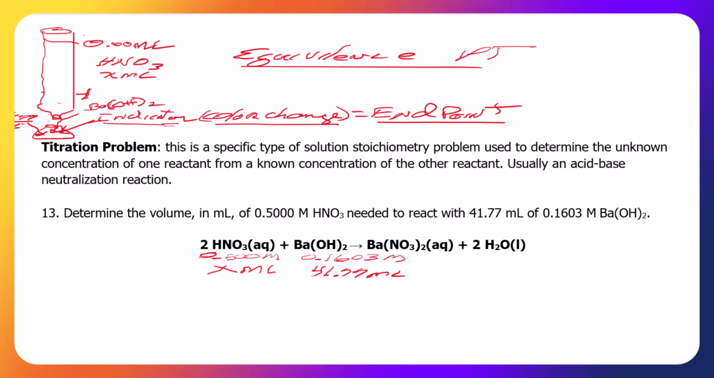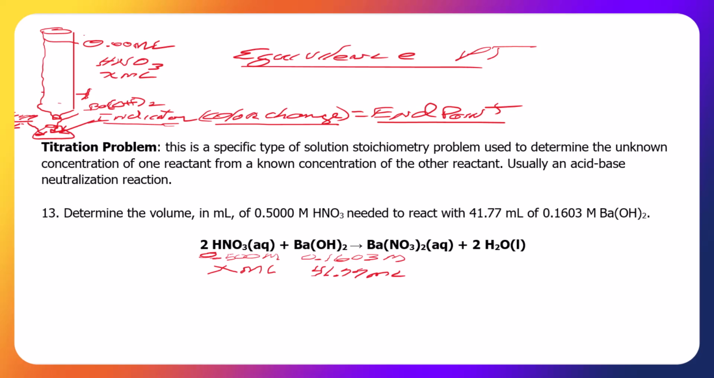Okay, so what we're going to do now is called a titration problem. Very common in first semester chemistry, actually in all of chemistry. We do them all the time to determine the concentration of an unknown. Now in this particular problem, we're kind of reversing that. We're just looking for the number of milliliters of nitric acid that we need to drip into 41.77 milliliters of barium hydroxide. So it's a little bit of a twist on titrations, but it all works the same.